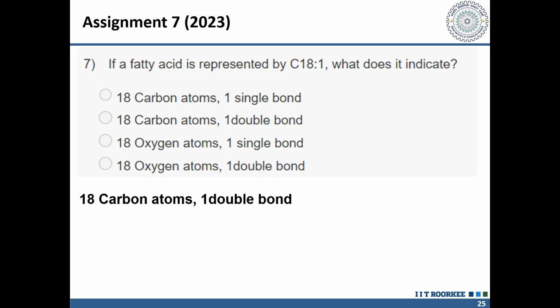Now let's move on to the seventh question. If a fatty acid is represented by C18:1, what does it indicate? C18 means it has a carbon chain of 18, so there will be 18 such carbons, and 1 means that among these 18, only one will have a double bond. And at last, all these have COOH. So that's why it is known as a fatty acid chain. So the correct answer is 18 carbon atoms and one double bond.